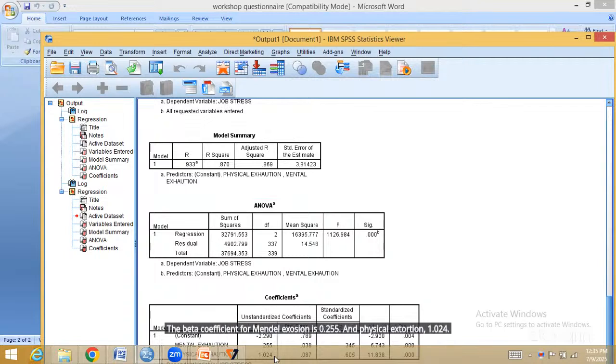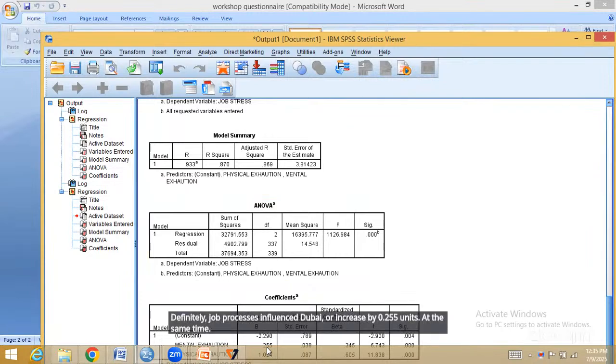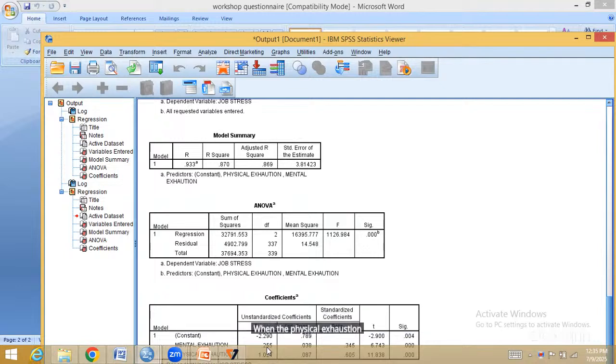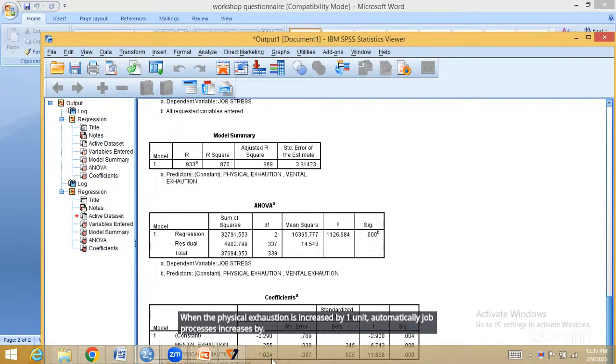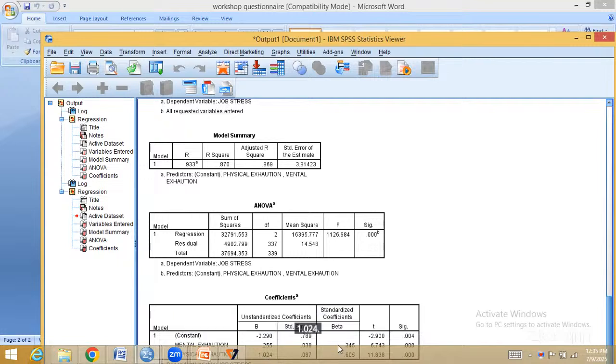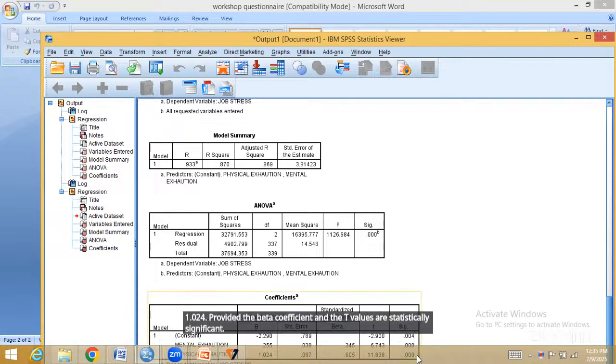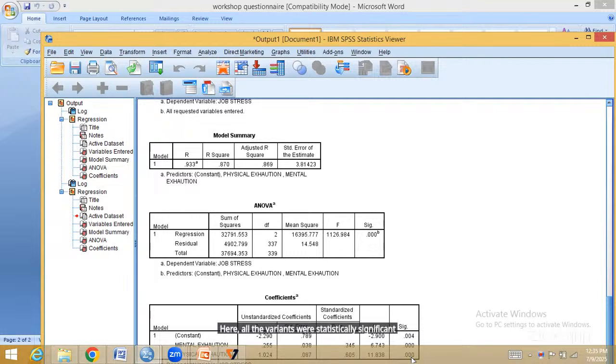What does it mean? If the mental exhaustion is increased by 1 unit, definitely job stress is increased by 0.255 units. At the same time, when the physical exhaustion is increased by 1 unit, automatically job stress is increased by 1.024, provided the beta coefficient and the t values are statistically significant. Here, all the values are statistically significant because the p value is less than 0.05.